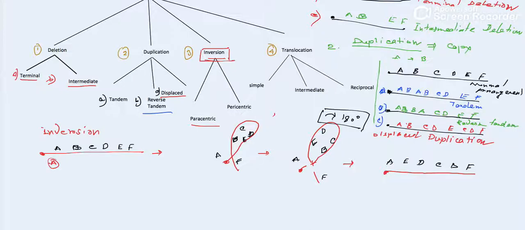And there are two types of inversion. One is paracentric inversion, the second is pericentric inversion.